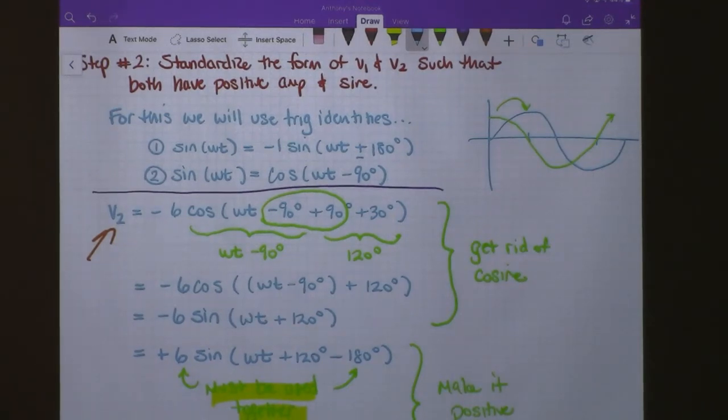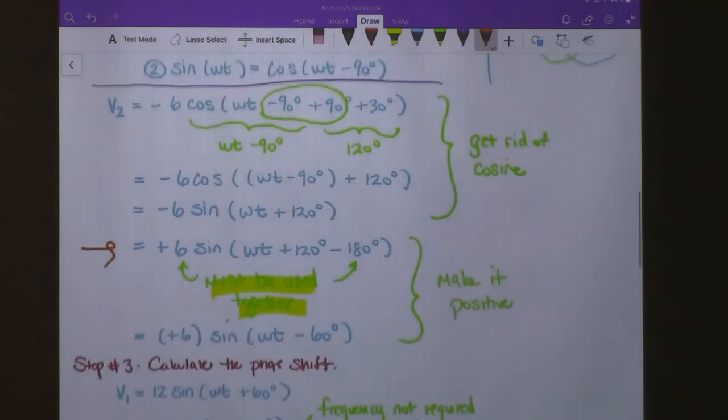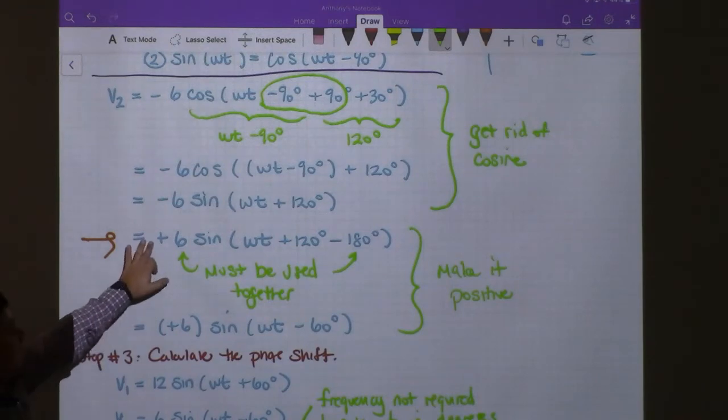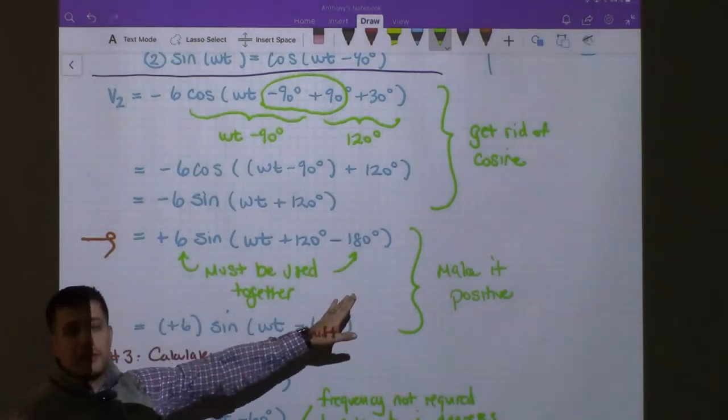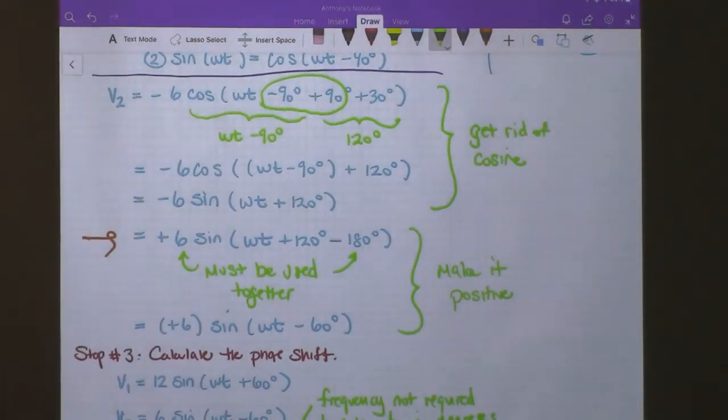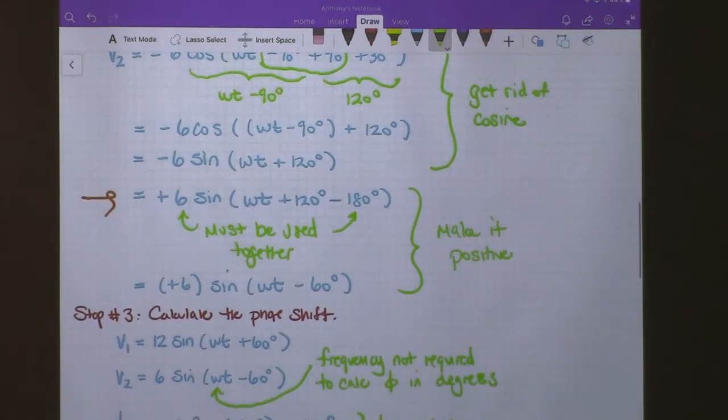Okay, so now we're here. We've turned the cosine into a sine. The next thing we have to do is get rid of the negative. For this, we need to do two things in the same step. We need to multiply the amplitude by -1, and we need to add or subtract 180 degrees. Again, you can do it in either direction. So I subtract the 180 degrees, and I end up with +6 sine omega t plus 60 minus 60 degrees.